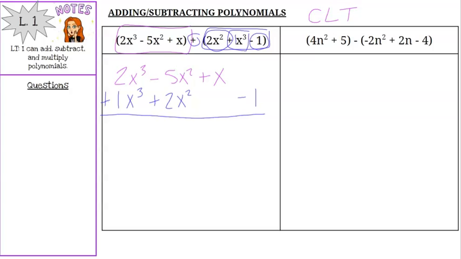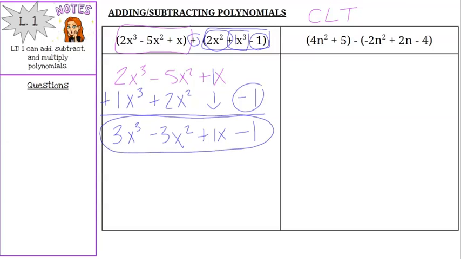So we have 2x to the third power plus 1x to the third power, which is 3x to the third power. Then we have negative 5x squared plus 2x squared, which is negative 3x squared. Positive 1x, it just comes down because we don't have anything to add to it. And then the minus 1 also just comes down because we have nothing to add to it. And this is our answer because we can't simplify it any further. We can't add anything together anymore because nothing else is a like term.